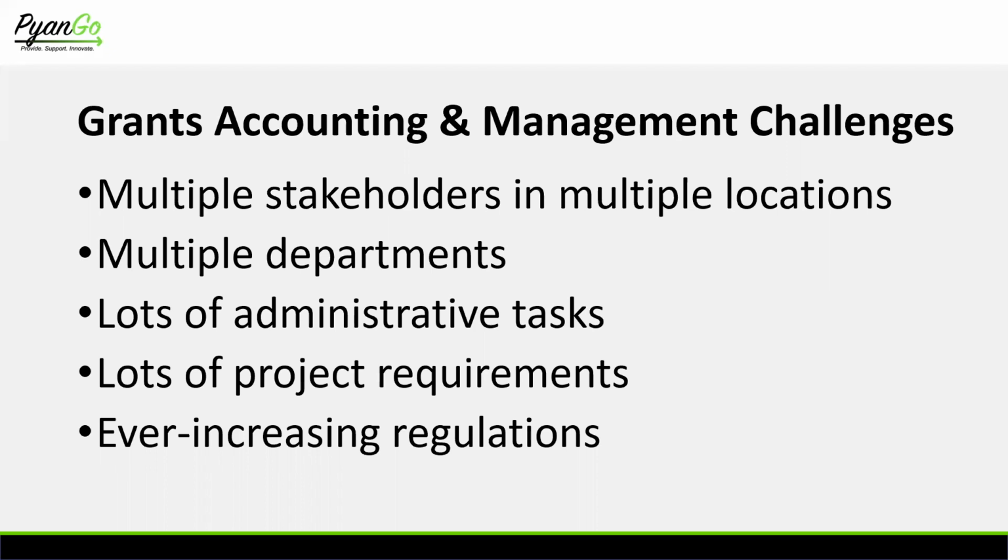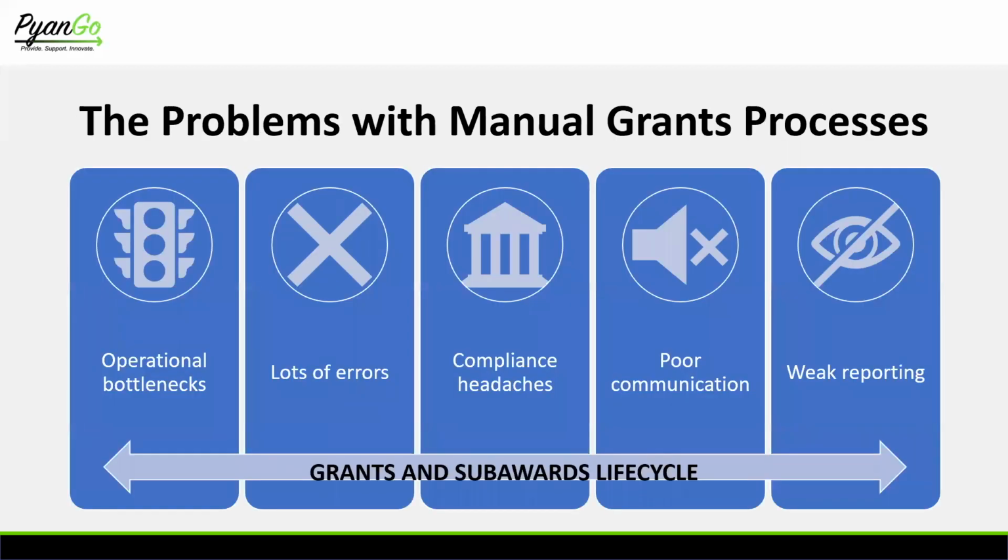The challenge is even greater for NetSuite ERP users that rely on manual approaches to managing grants and subawards. Many of you use spreadsheets to manage grants. Some of you try to manage grants and subawards by modifying systems that were designed to do something else. Well, the thing is, these manual and semi-automated approaches to grants and subaward management create 5 really big issues. The first is operational bottlenecks.